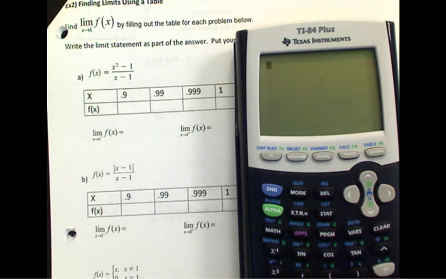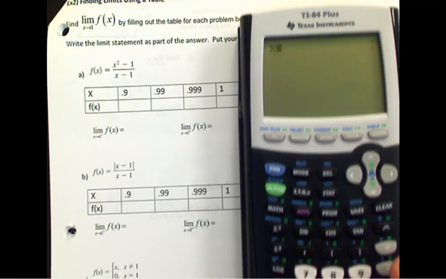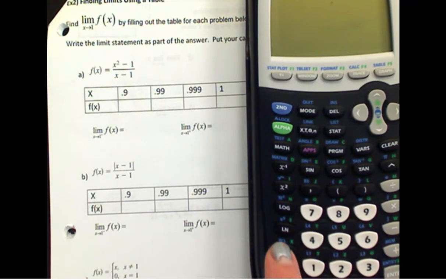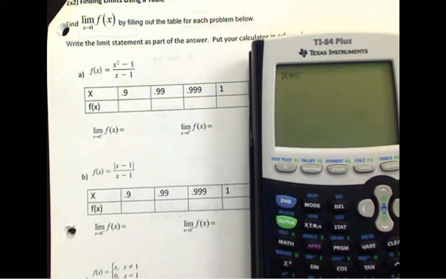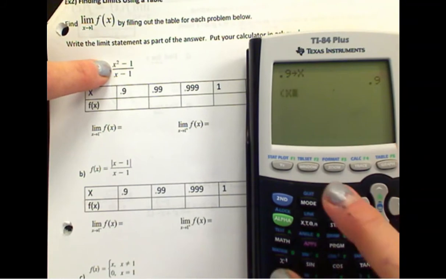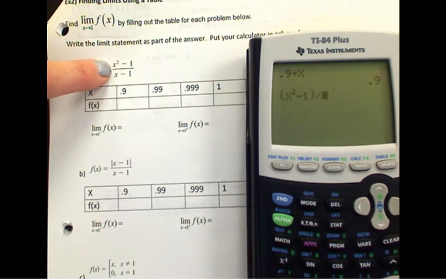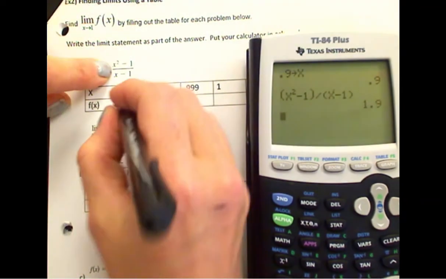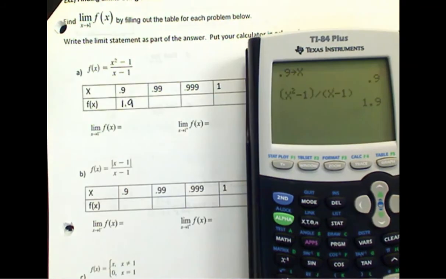So here are your buttons. You type your x, which is here. Your store button is down here between the 1 and the 4. Oh, sorry, thank you. 0.9, store x. Sorry, enter. There you go. Now, I'm going to type in this statement. X squared minus 1. Don't forget your parentheses. X minus 1. Enter. Oh, 1.9. It's a really fast way to evaluate without having to deal with the y equals and the table formatting.